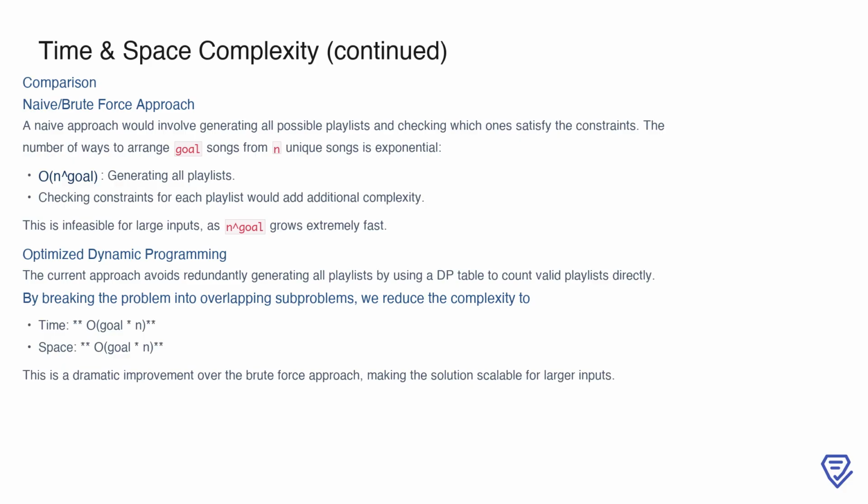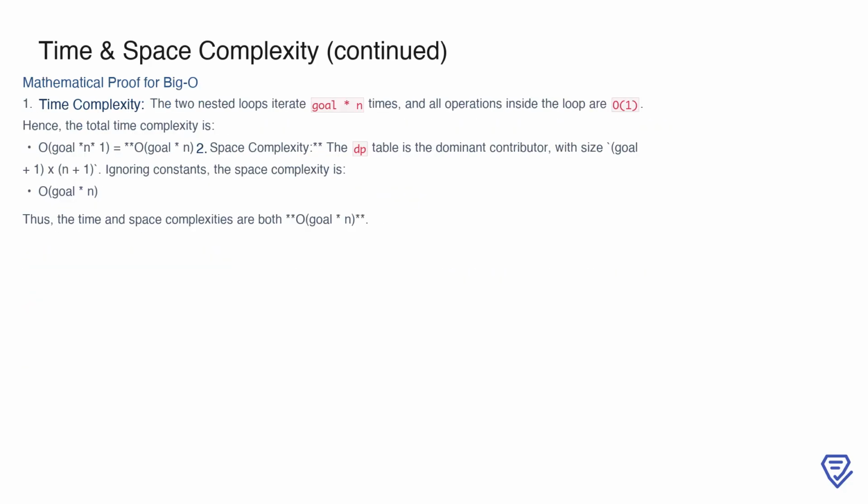This reduces the time complexity to O(goal * n) and the space complexity to O(goal * n), a dramatic improvement that allows the solution to handle much larger inputs efficiently. Finally, let's solidify our understanding with a mathematical breakdown of the big O complexities.